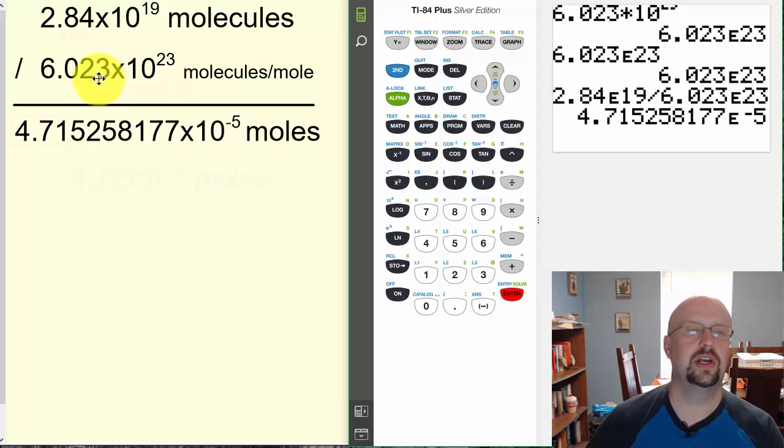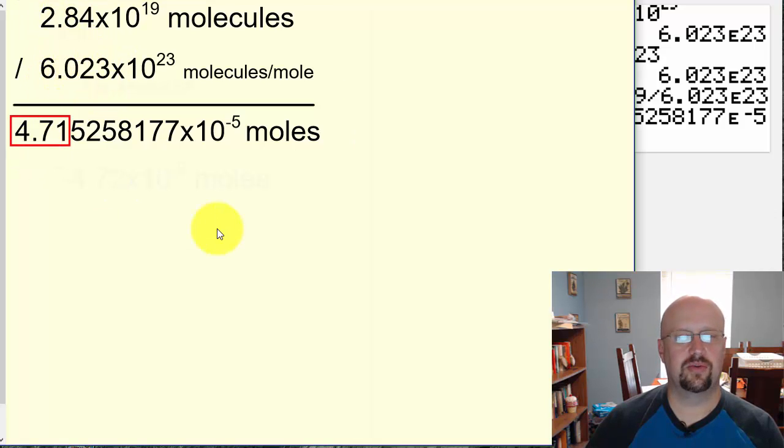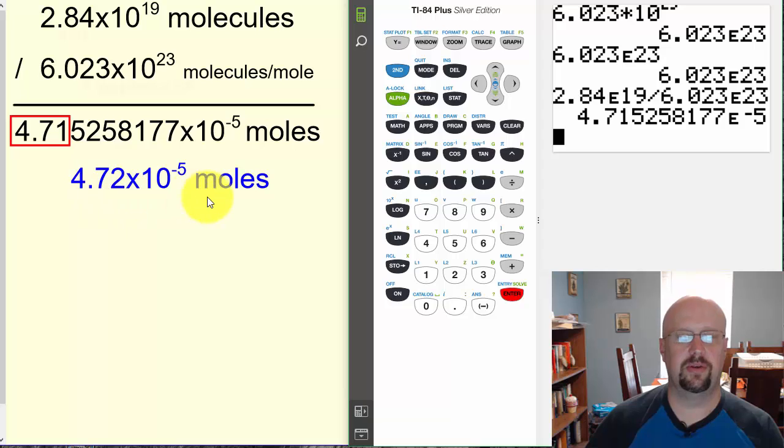It's in between non-zeros. Okay, the exponents don't matter at all. The 10 doesn't matter at all. It's only the coefficient part of the scientific notation that actually matters. So that means I need three sig figs in my answer. Since the next number is a 5, I'm going to round that up. And so my final answer is going to be 4.72 times 10 to the negative 5th.